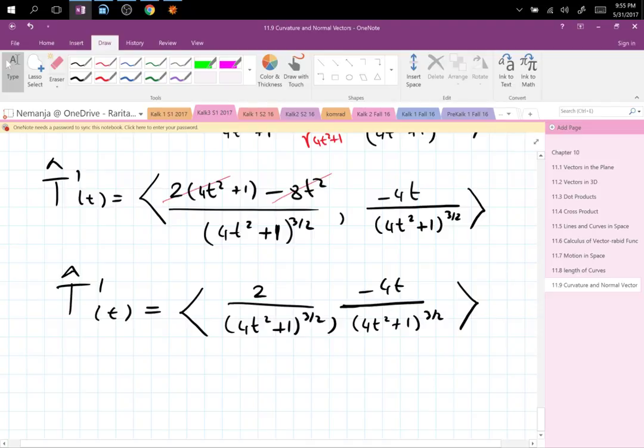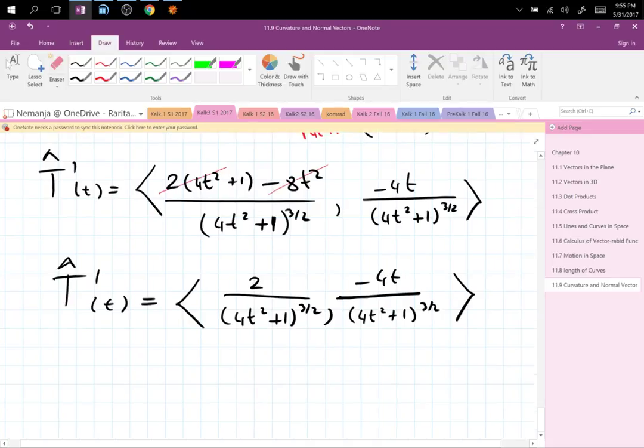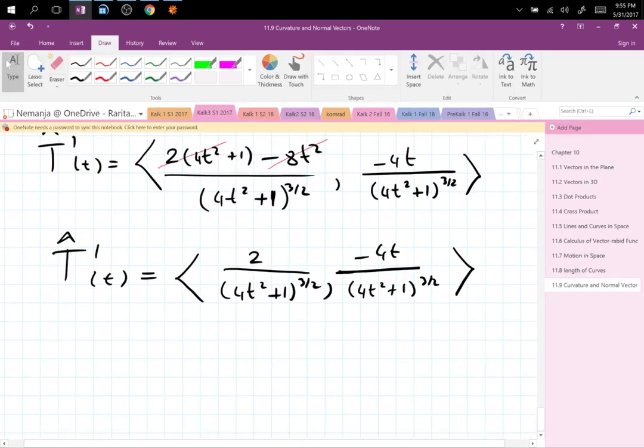So you should put the hats. All we need to do is to find its magnitude now. But magnitude is a joke because it's squaring.